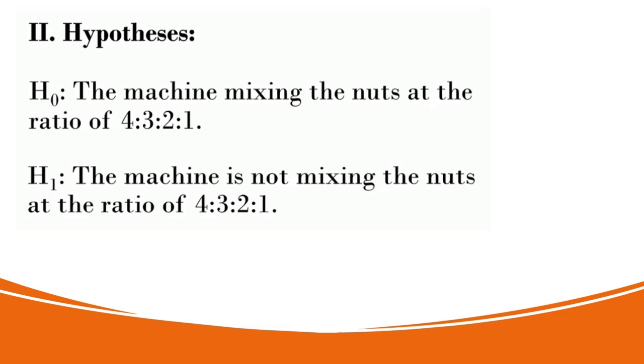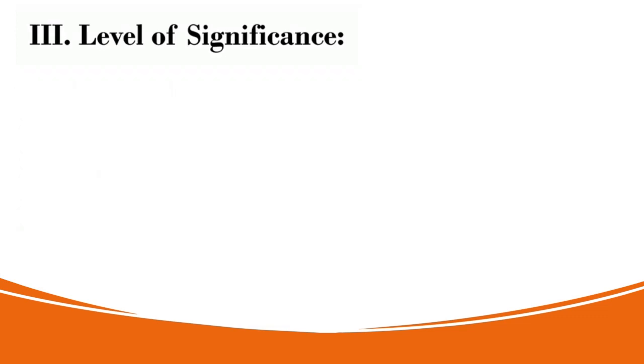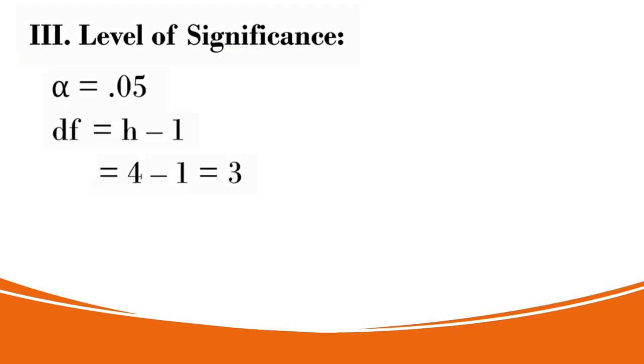Next is the alternative hypothesis. The machine is not mixing the nuts at the ratio of 4:3:2:1. Then, we have the level of significance. Alpha is equal to 0.05.